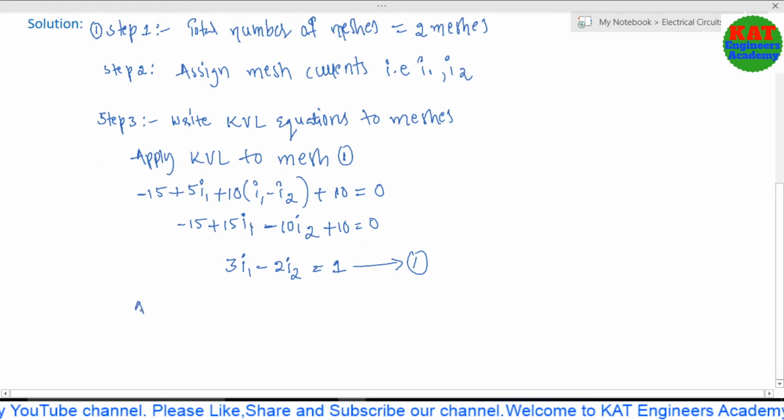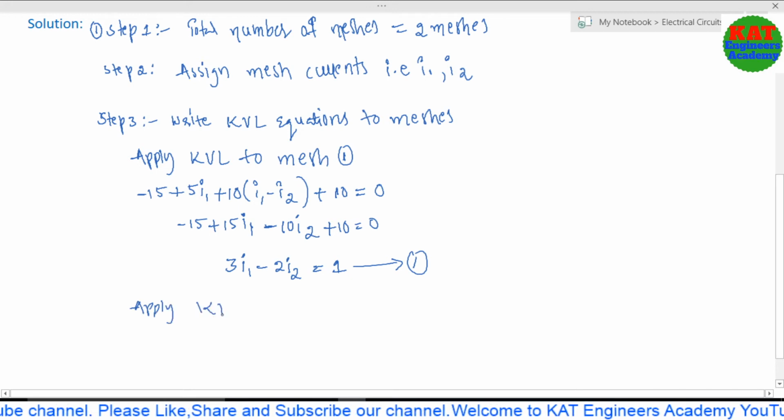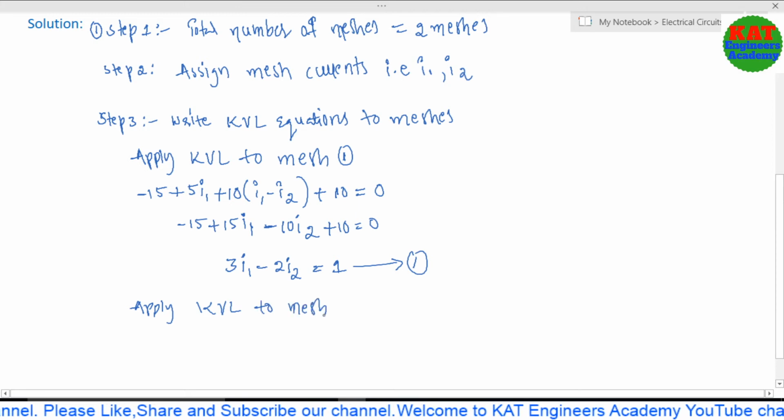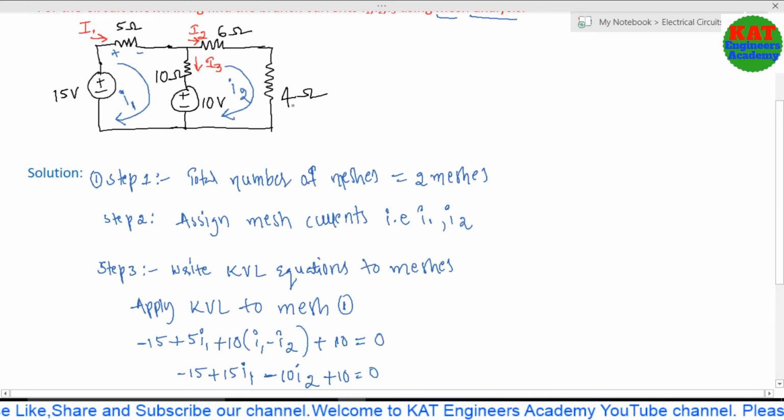Next I have to apply KVL to mesh 2. Then go for the second loop. So in the second loop, what are the elements we are having? 6 ohms, 4 ohms. In 6 ohms I2 current is flowing, in 4 ohms I2 current is flowing. Next 10 volts, next 10 ohms. So 6 I2 plus 4 I2. Next minus 2, 10 minus 10. Next 10 times I2 minus I1, because both the currents are flowing in the 10 ohms.